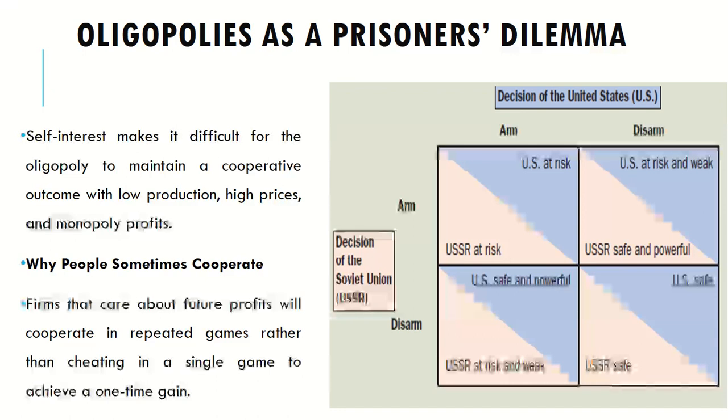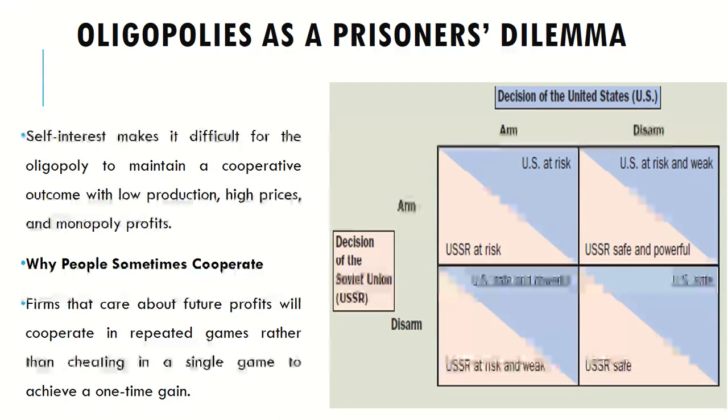Now the third possibility is the US decides to arm and is safe and powerful, and the Soviet Union decides to disarm and hence the Soviet Union is at risk and weak in that case. And the last possibility is when both countries decide to disarm and both are safe.